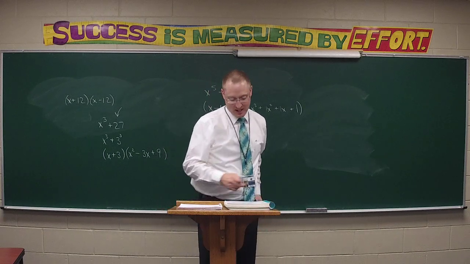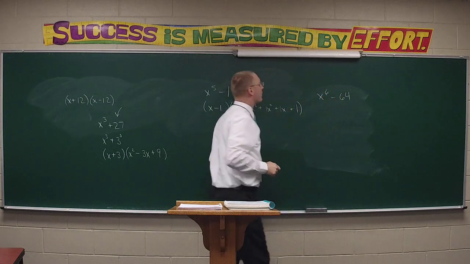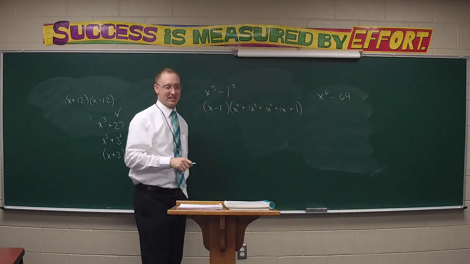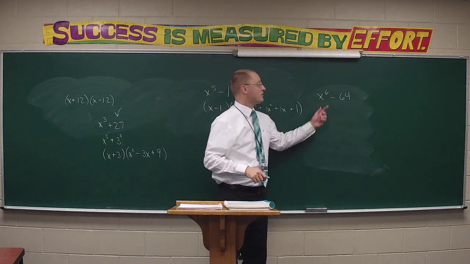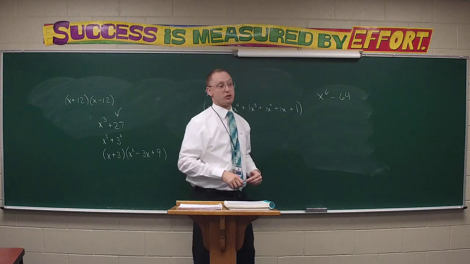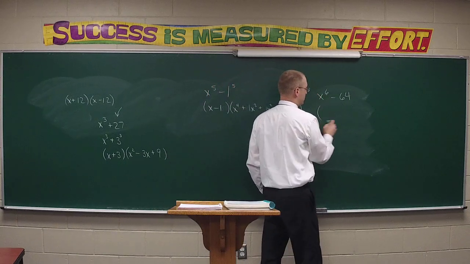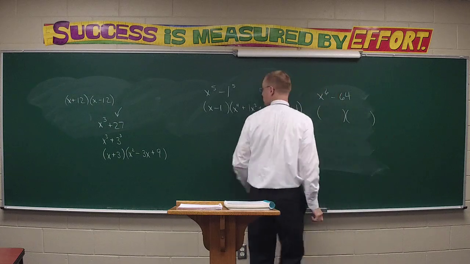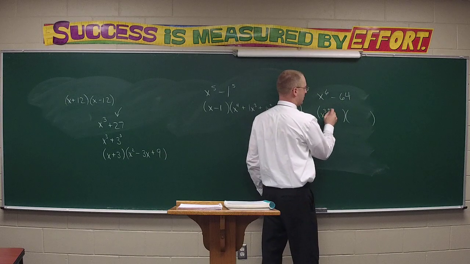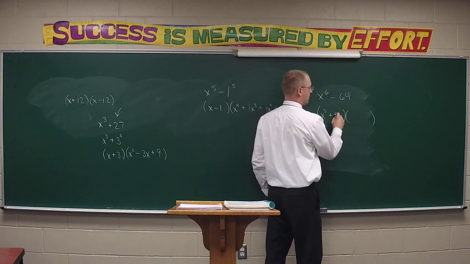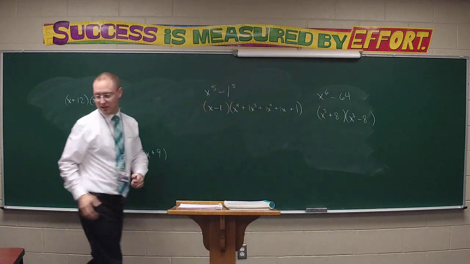Number 11. X to the 6th minus 64. Well, what is this, class? Difference of even powers, so difference of squares. Difference of squares factors into a sum and difference. So we just factor in a sum and difference like we would the first sum and difference, right? It just happens to be x cubed plus 8, x cubed minus 8.